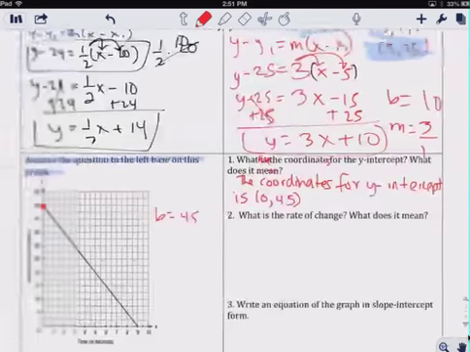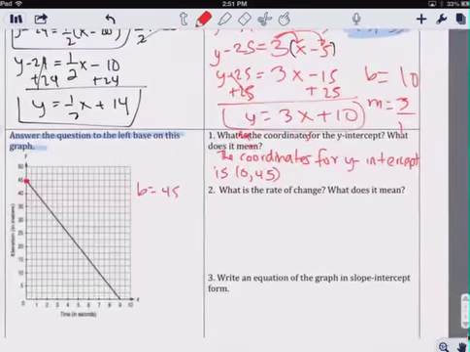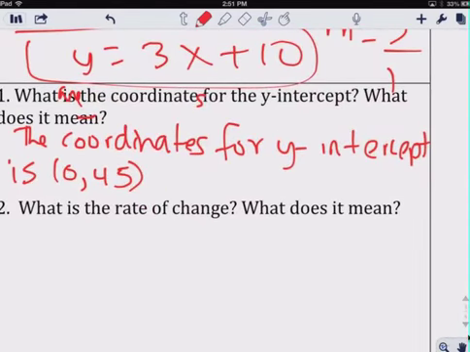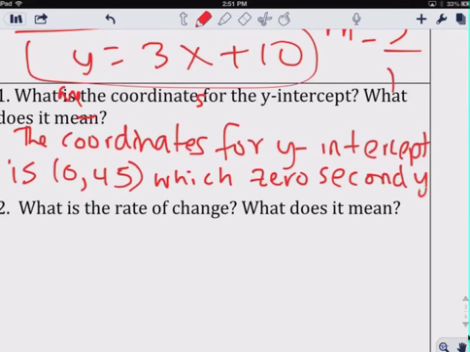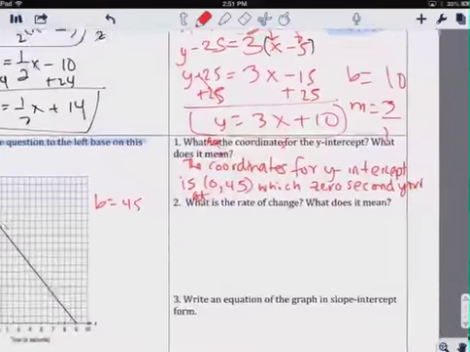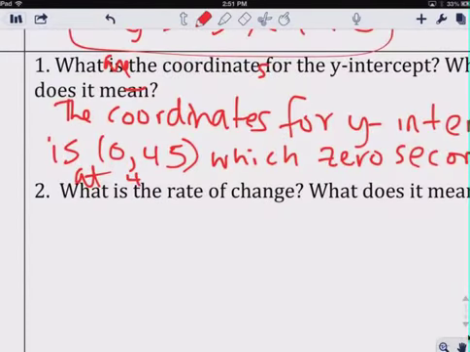And what does it mean? In 0 seconds, you're at 45 meters, which means 0 seconds, you're at 45 meters.